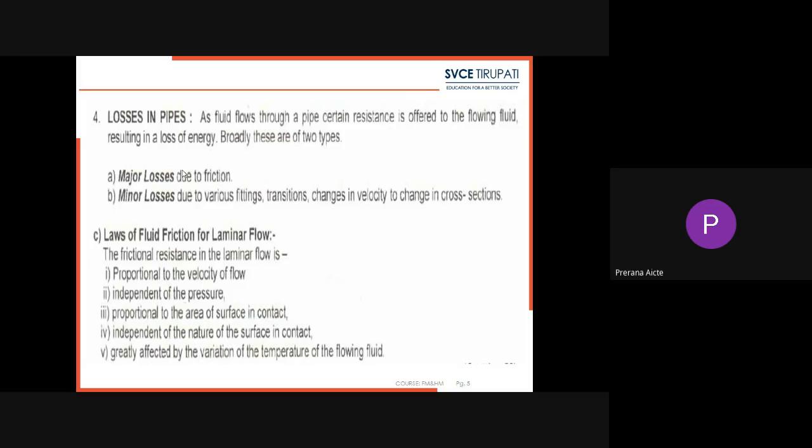So coming to the loss due to fluid friction for laminar flow, the frictional resistance, denoted with small f, is proportional to the velocity of flow. The frictional resistance f is independent of the pressure. It is proportional to the area of surface in contact. It is independent of the nature of the surface in contact. And it is greatly affected by the variation of the temperature of the flowing fluid. So these are the different laws considered for laminar flow.